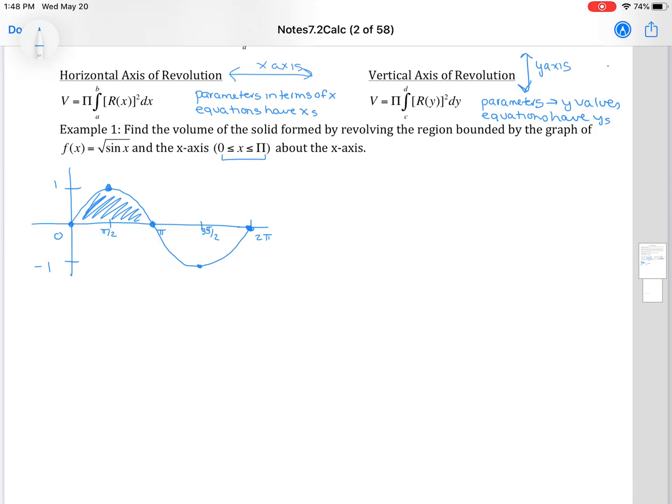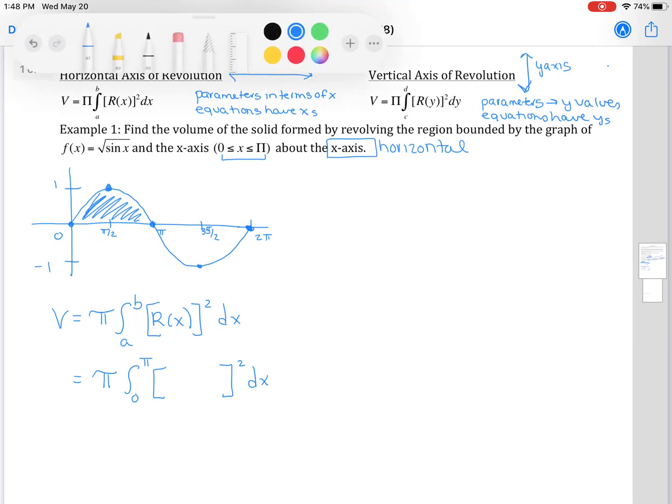What we have to figure out is that it's telling us we are going to rotate it, revolving the region about the x-axis. If it's the x-axis, that is horizontal, which means we are looking at the first equation up here on the left. V equals pi, going from a to b, and we have uppercase R of x being squared with a dx. We need to know what a and b are. If we look at our function, we see that the parameters given to us go from 0 to pi. What we do need to find, though, is the uppercase R of x.